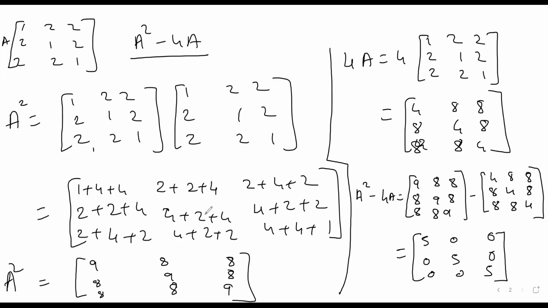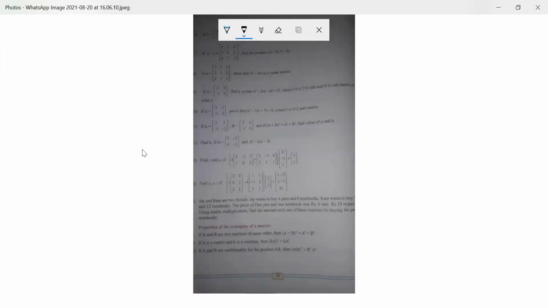As per this, it is shown that this is a scalar matrix, because apart from the diagonal, all other elements are 0. So this becomes a scalar matrix, and it is proved that A squared minus 4A is a scalar matrix. This is what we had to verify, and we have done it. Okay.